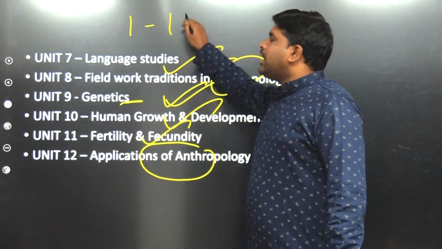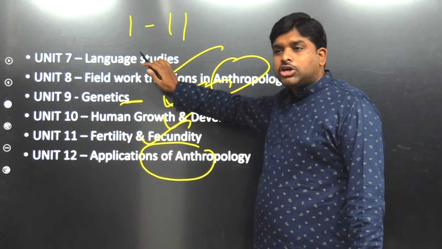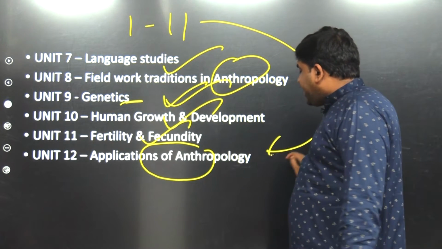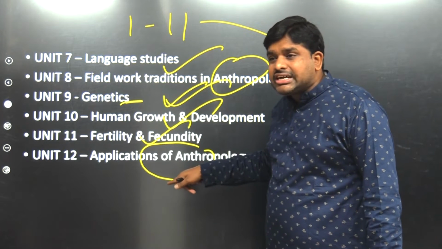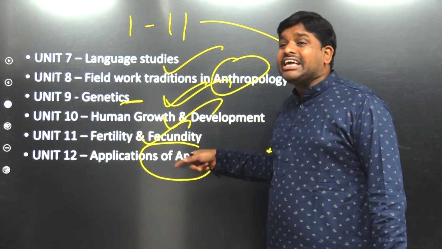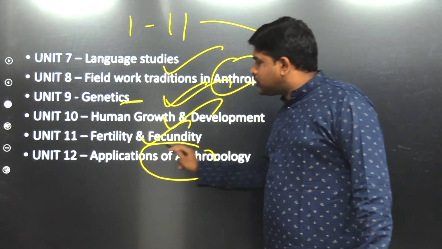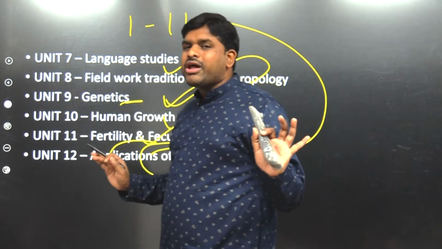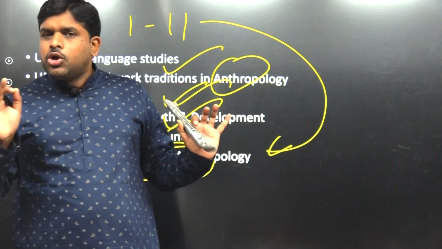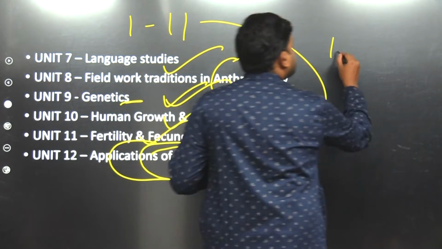Whatever we studied in units 1 to 11, we will be applying in sports, in the defense sector, and in criminal investigation, the knowledge of anthropology. So this comes under unit number 12. So overall, paper 1 has 12 units, 1 to 12, and paper 2 has 1 to 9.